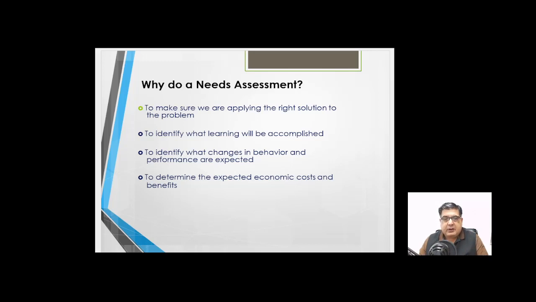Next is to identify what learning will be accomplished. So, what learning? A very specific one-line statement should be achieved, that the bank teller would be able to log in the complaints effectively. The IT expert would be able to develop the Python codes effectively for a finance firm. The software procured by the bank would be used by the front end desk for logging in the complaints effectively.